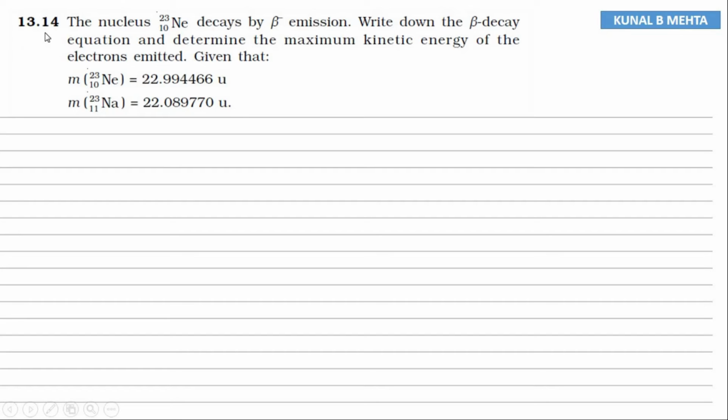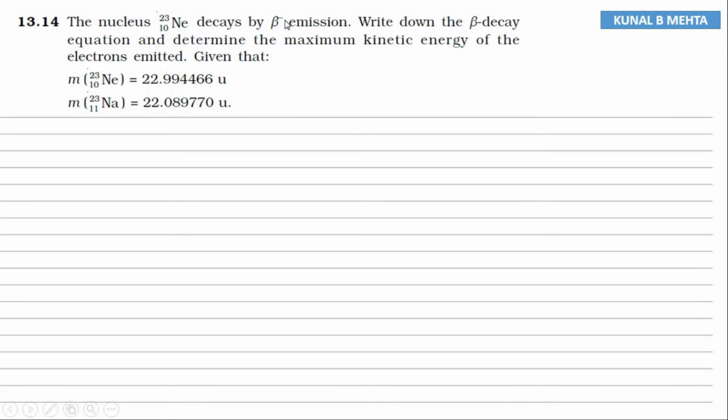So today I'm going to solve question number 13.14. This problem is of the Nucleus chapter, grade 12 physics, NCERT textbook. Here we are given that a neon is emitting a beta minus particle, that is, the neutron present in the nucleus of the neon converts itself into a proton and an electron.